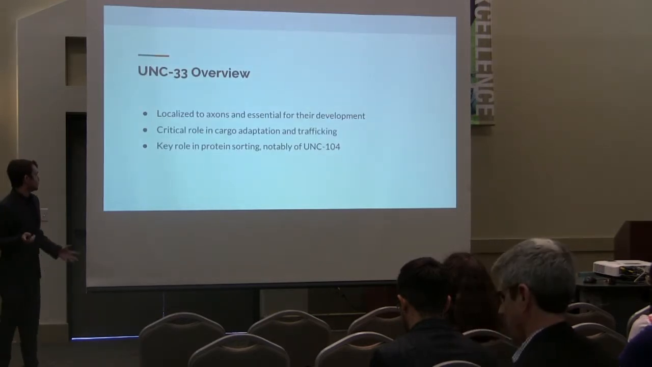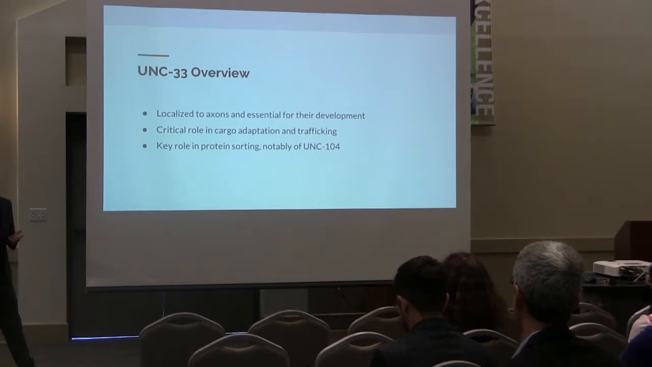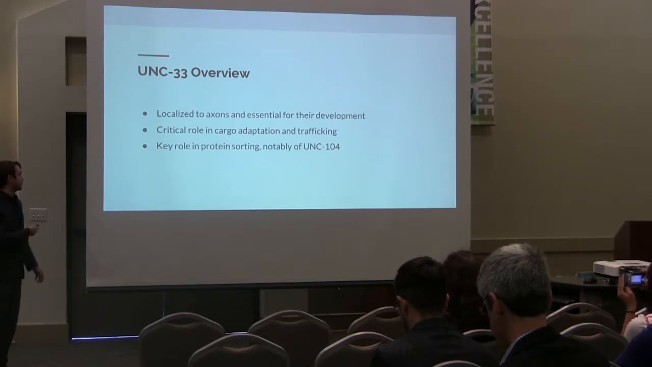And so a quick overview of what I've just mentioned, just to summarize, is that UNC-33 is localized to axons and essential for their development. It plays a critical role in cargo adaptation as well as trafficking, and its key role in protein sorting as a result of that, and especially of UNC-104, which will be important going forward.